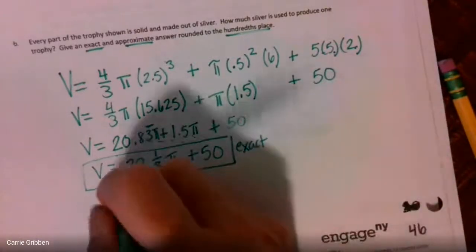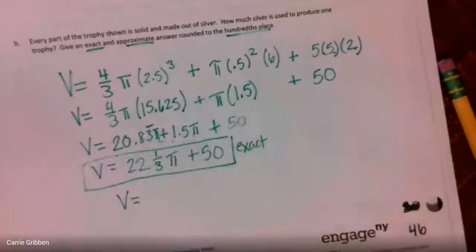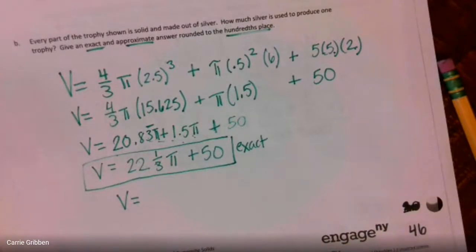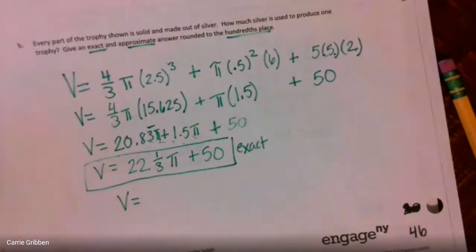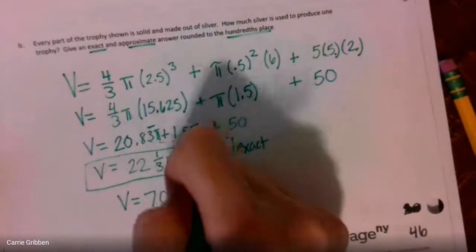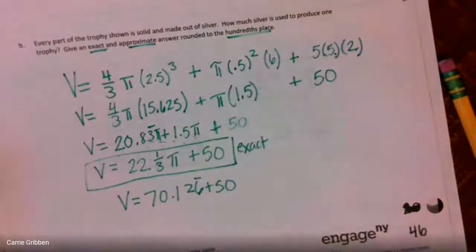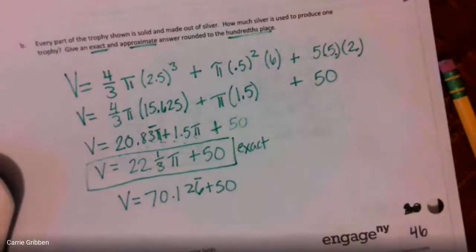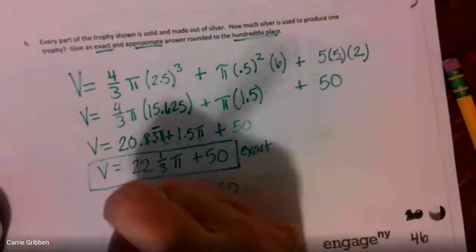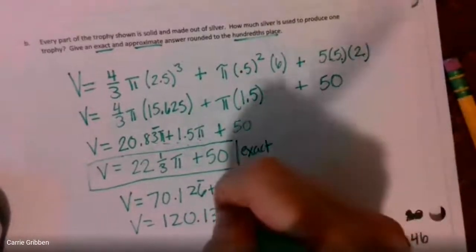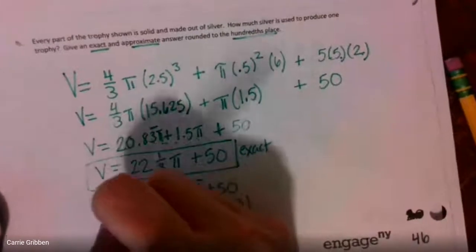Now, if I want the approximate answer, then all I've got to do is take that number, 22 1/3, times 3.14, and I get 70.126 repeating, plus 50, so I'm going to add 50 to that. And it's actually going to give me, to the nearest hundredth, 120.13, and that would be inches cubed worth of silver to make that marvelous trophy.